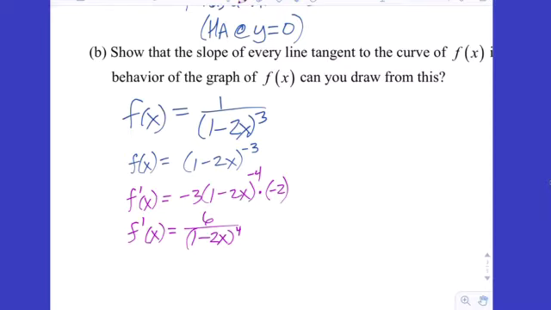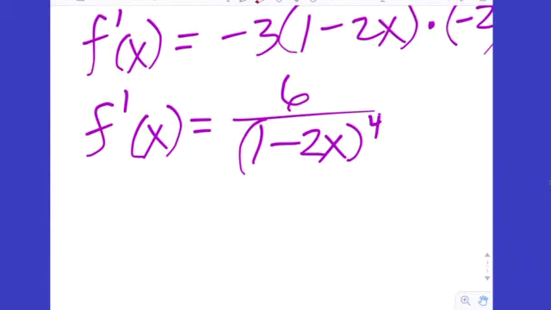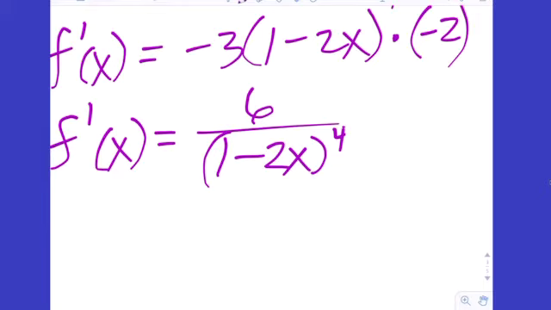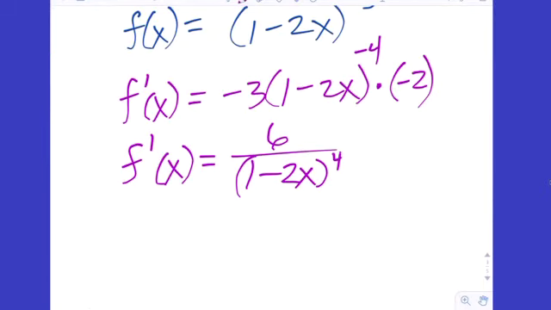Now what? What was our mission here? We have to show that all slopes are positive. So it's the same task as trying to show that the derivative is what? Greater than 0. Where? Everywhere. Is it? Let's see. The numerator is always a what? Positive 6. Good. Not just a 6, but a positive 6. And the denominator can be negative inside the parentheses, but to the fourth power, it's always positive.